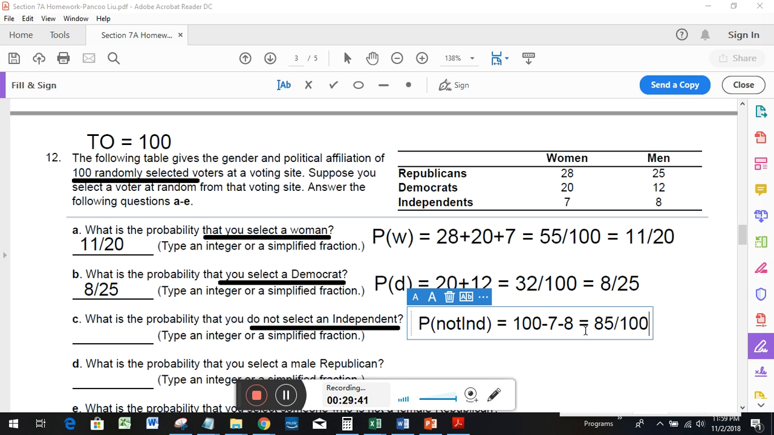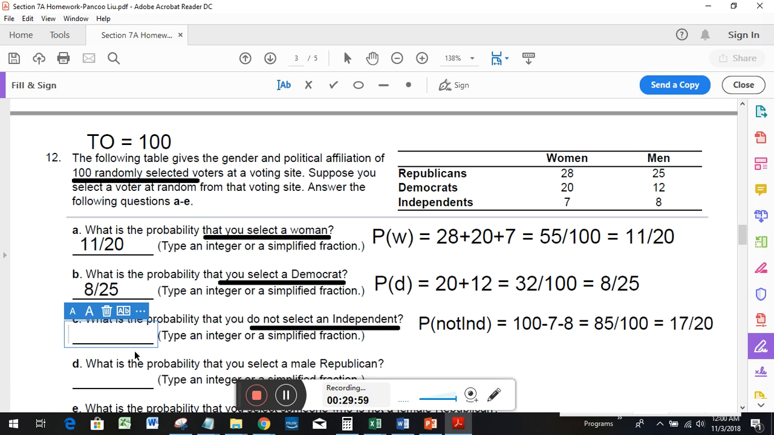In this case here, 5 can go into each number. So 85 divided by 5 will be 17, and 100 divided by 5 will be 20. So your answer here is 17 out of 20 for your probability.